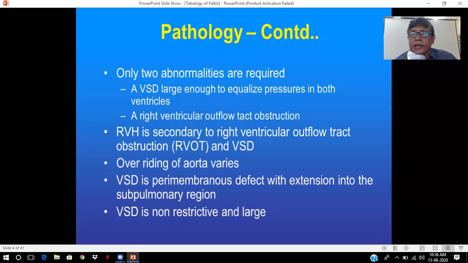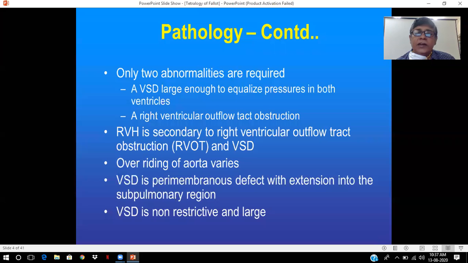What is the pathology? Actually it is a tetrad. You get pulmonary valve obstruction, then a large VSD, overriding of the aorta, and right ventricular hypertrophy. The first and most important pathology is the pulmonary valvular or pulmonary outlet obstruction.